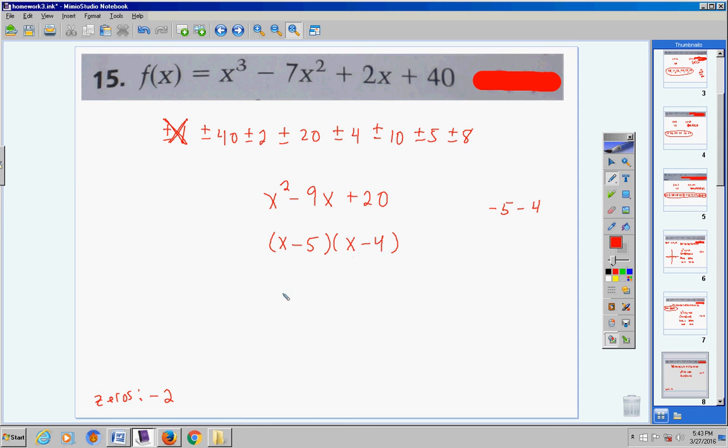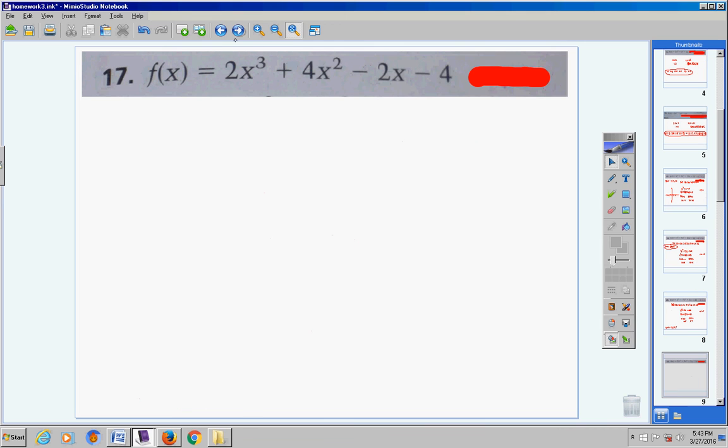Now take each group and set each group equal to 0. X minus 5 equals 0, so x equals 5. X negative 4 equals 0, so x equals 4. So your zeros would be negative 2, 4, 5. There are your zeros. You're done because there's nothing left to break down over here. Okay? And there we go. Oh, let's try number 17.